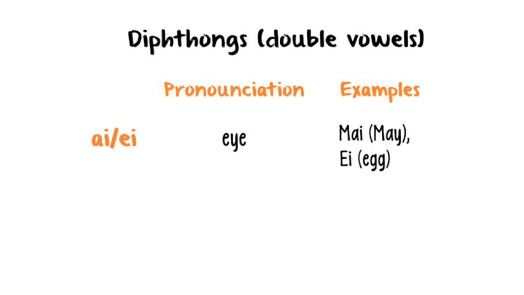which means egg. The second letter combination is AU, which is pronounced like ow. Here we have the example of the word Auge, which means eye. Now please repeat after me. Ei, Au, Mai, Auge.